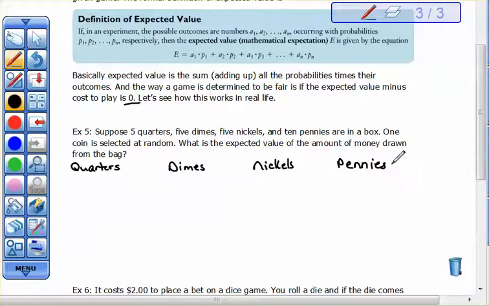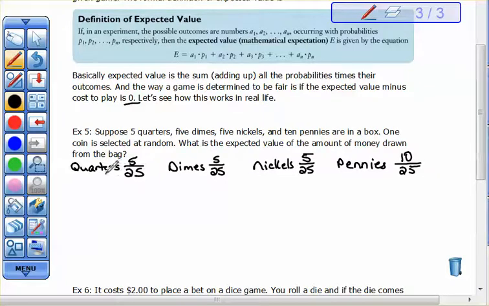Okay, remember, expected value is where you add up all of the probabilities times their outcomes. So we need to figure out what is the probability for each one of these events happening. What would be the probability of pulling out a quarter out of that box? Well, there are 5 quarters out of a total of how many coins? 25, so that would be 5 out of 25. For dimes, there are 5 dimes out of a total of 25. There are 5 nickels out of a total of 25. And there are 10 pennies out of a total of 25. So now we have our probabilities.